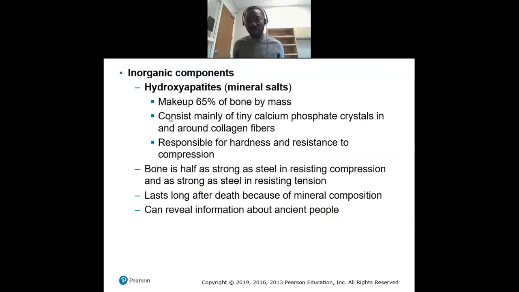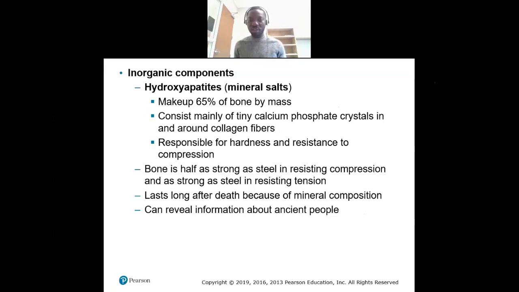The inorganic component is hydroxyapatite, which are mineral salts. That's a calcium phosphate. This makes up 65% of the bone mass. It consists mainly of tiny calcium phosphate crystals in and around collagen fiber. You see that? So the matrix is made up of inorganic and organic components.